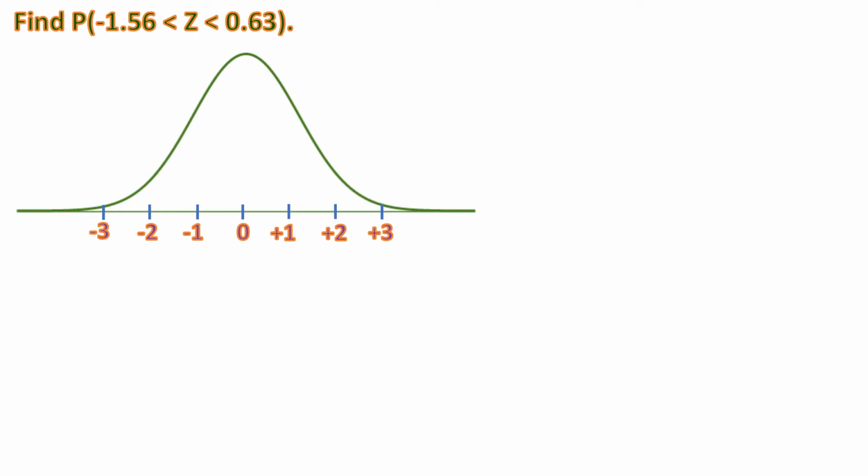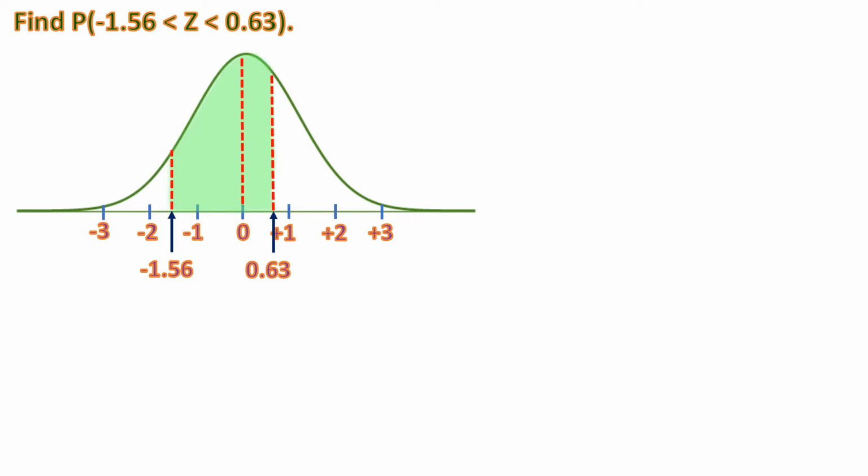So it is in between, and let's have now the normal curve and plot those z values. For negative 1.56, it's here, in between negative 1 and negative 2, so let's put a mark. And for 0.63, it's in between 0 and 1, so it's here, and we'll put the line. Now we're going to shade the one in the middle because it says in between them. So we're going to find the area of that. That's the probability that we are looking for.